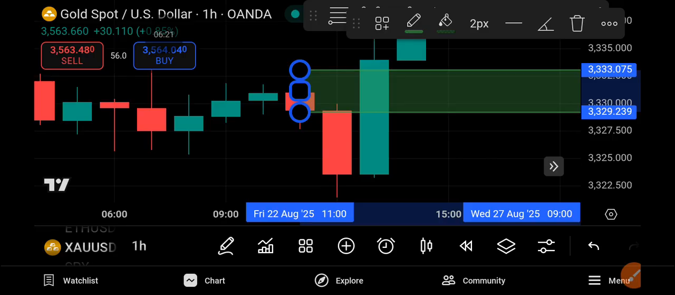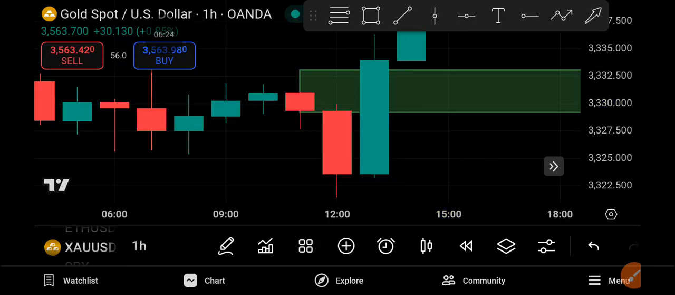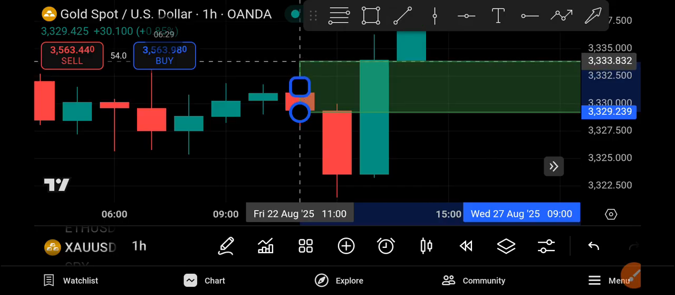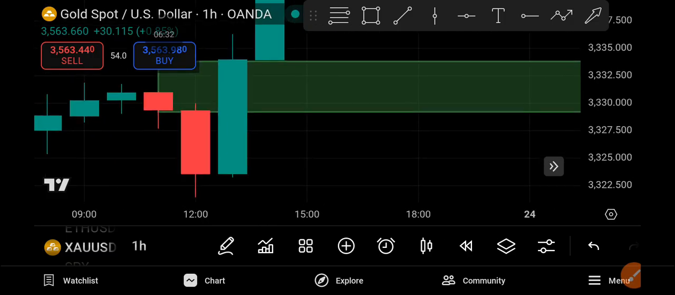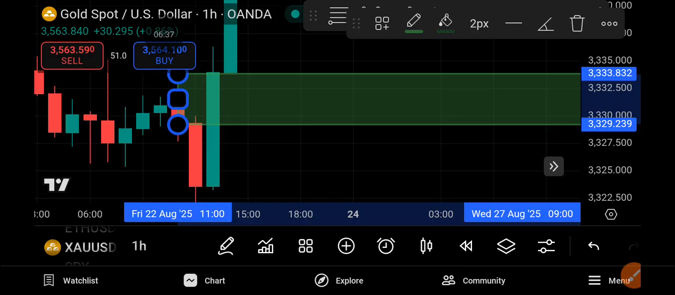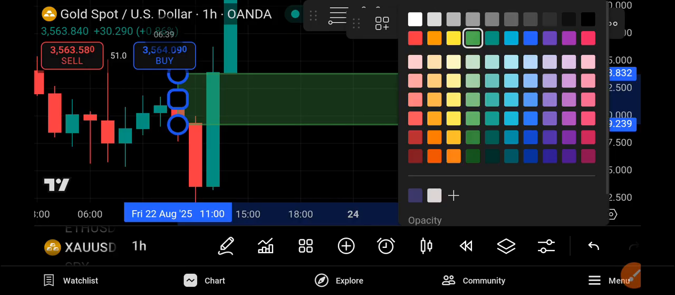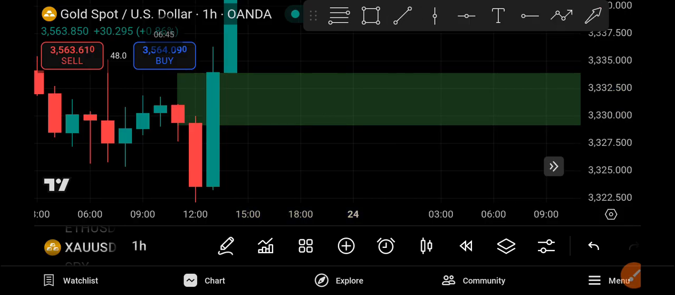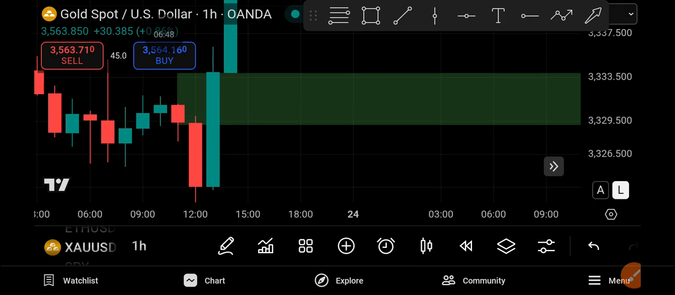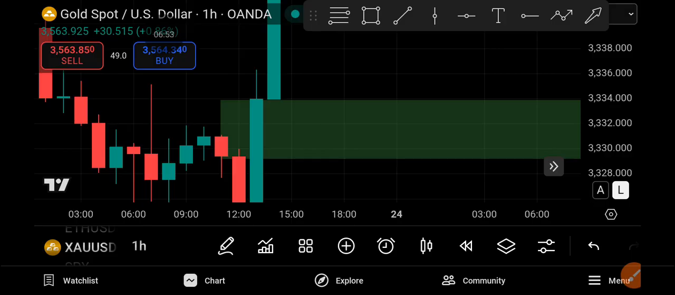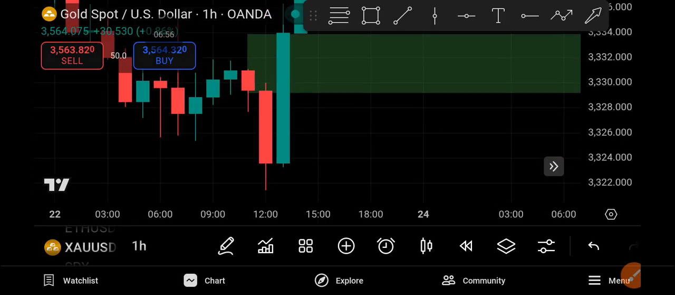Be engaged in what I say, so that you can understand very well. That is called a standard order block. This is a standard order block. Are you getting me? I hope you're getting me very well. That's called a standard order block. It sweeps liquidity and creates an imbalance.